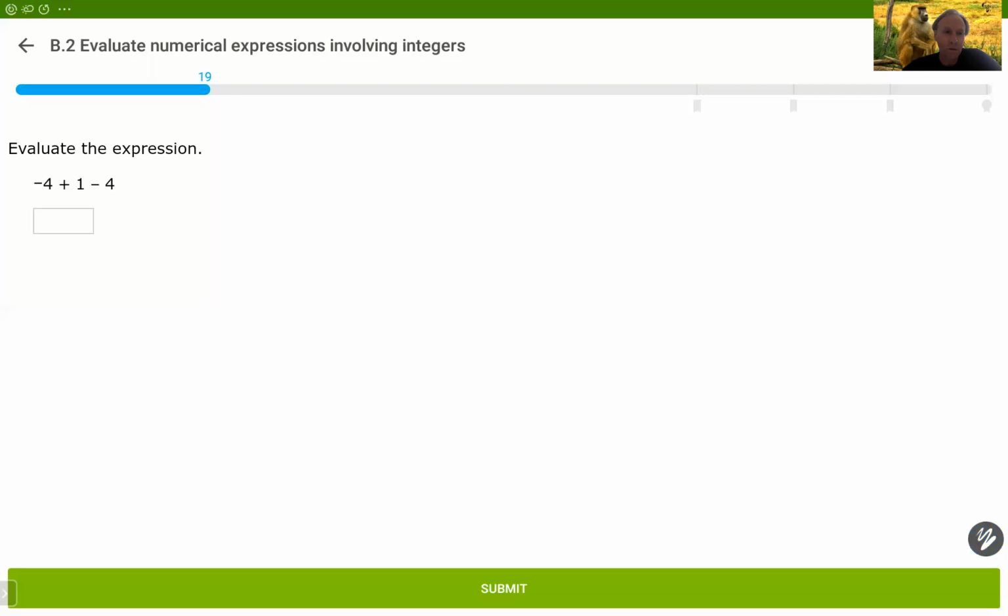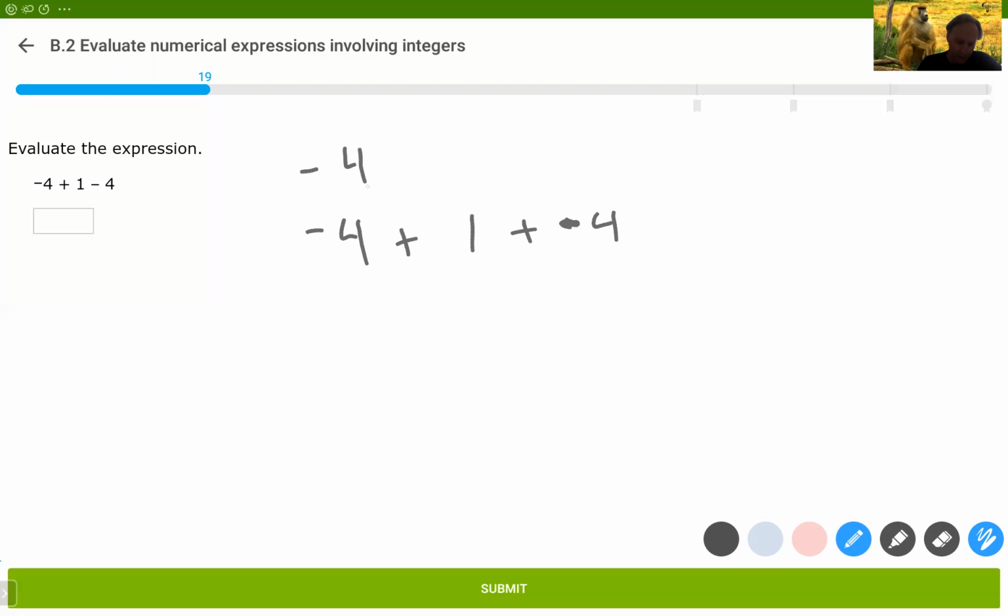Now, this is where a lot of people have trouble. It is very common to make a mistake when you have addition and subtraction mixed. Again, I don't like subtraction for that reason. So what I'm going to do is rewrite this as -4 plus 1 plus -4.